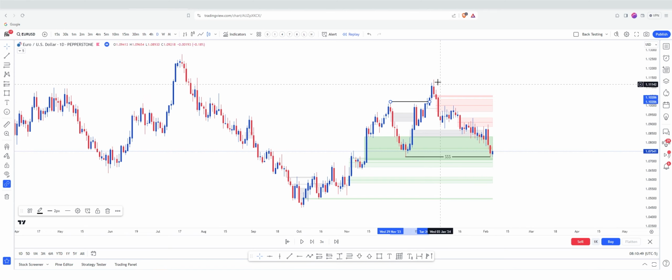So this here, this deviation outside the range, as we are closing back in with displacement, our eyes are on the opposing side of the range, which would be this liquidity here. And you can see we were leaving bearish fair value gaps on the daily time frame, indicating that we were displacing and driving towards this low.